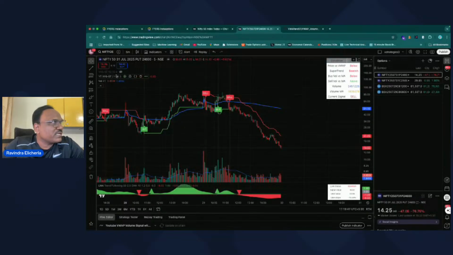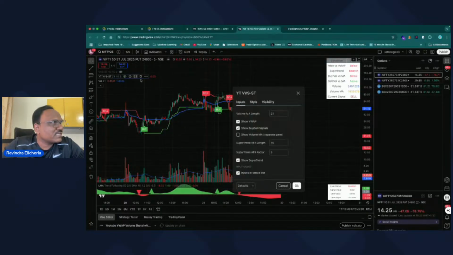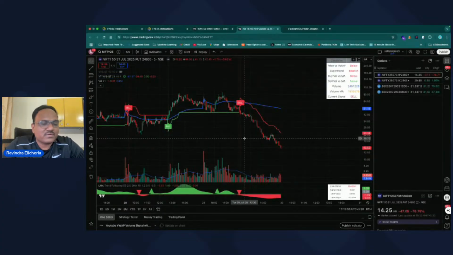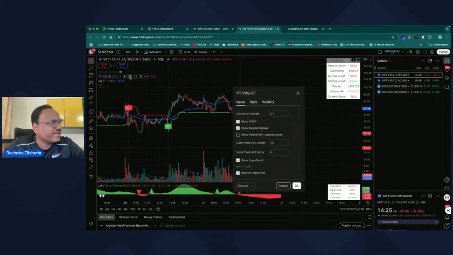Suppose SuperTrend, for instance, here it says 10:3, but let's say you move to 10:4, for instance. Then your exit also has to be on 10:4. It should not be 10:3. That's very important. And the same goes for any other thing.